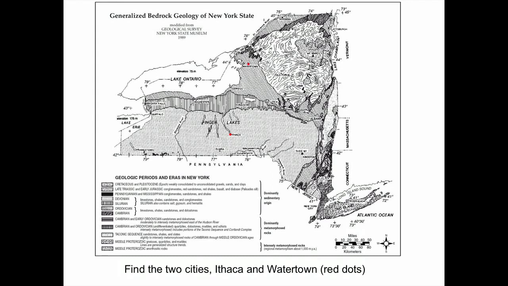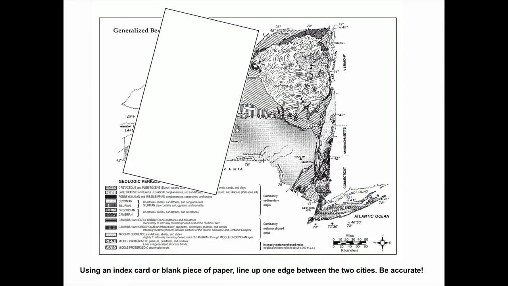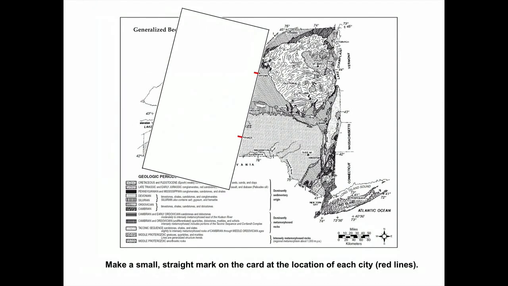And the next step is to get a blank piece of paper, an index card, scrap paper, and line it up so that the edge is between the 2 cities. And you want it to be as much of a straight line as possible. All right, if it's a little bit off, you're not going to get an accurate measurement. So try to aim for from dot to dot. And mark off on that index card or that scrap piece of paper where each dot was. Again, being accurate.